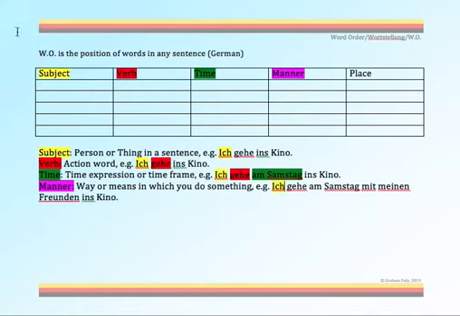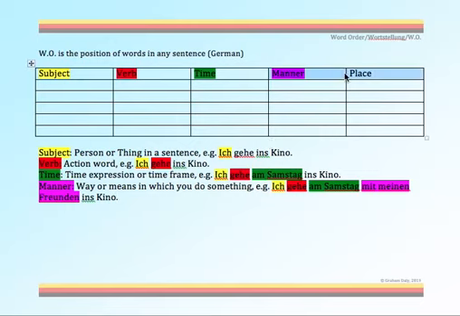Again, we're going to label everything. Ich, we know, is the subject. What are you doing? It's the verb, I'm going. What time are you going at? I'm going on Saturday. And the manner, the way or means in which you're doing something: with my friends. Mit meinen Freunden ins Kino.